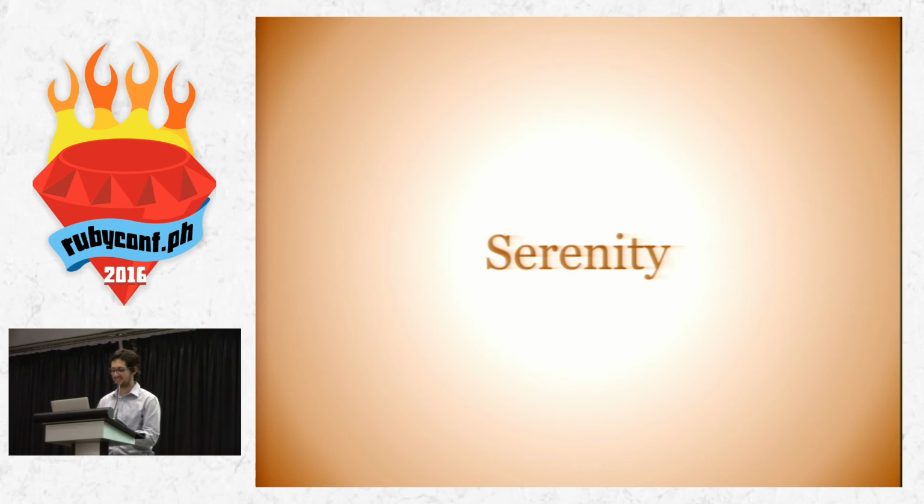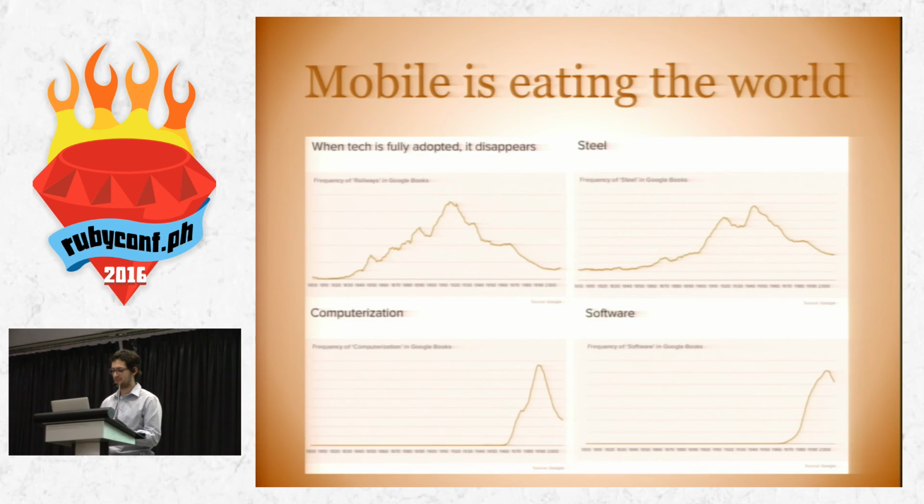So what gives us serenity in deploys? We want them to be stress-free and reliable and performant and all that good stuff. So I wanted to try and do a little measurement of has Zendesk achieved this goal, and I was reminded of this: mobile is eating the world. So the gist of these slides is that when a particular technology is new and undergoing heavy iteration, it gets heaps and heaps of mentions in literature, but once it becomes an accepted fact of life, like steel, railways and computers, the mentions really tail off.